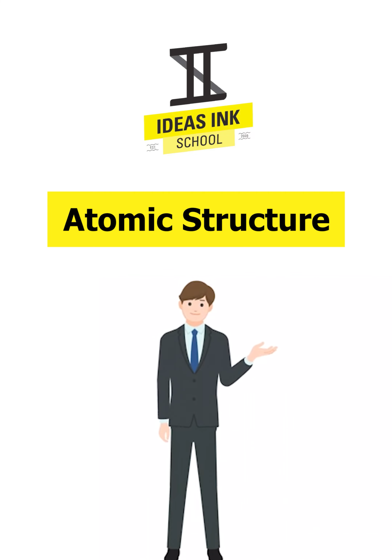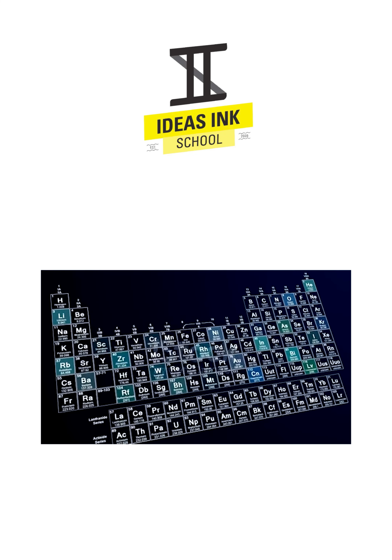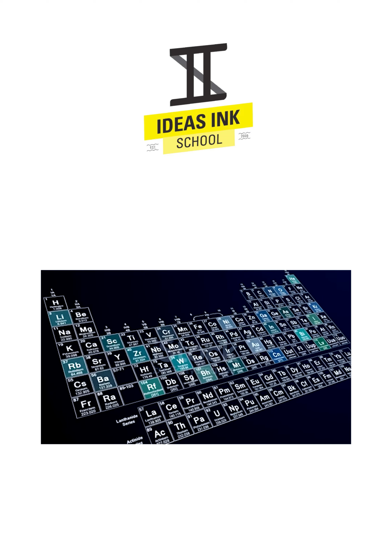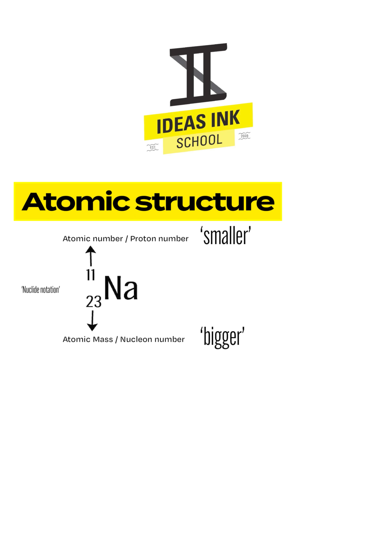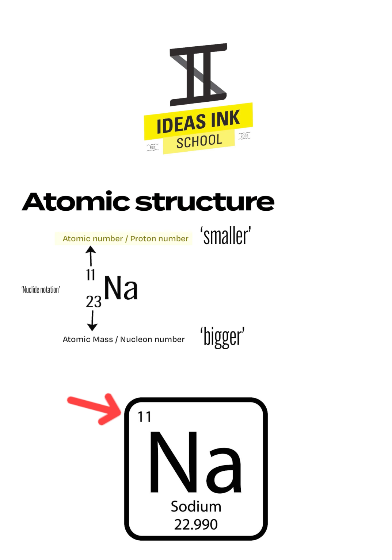In this chapter, please make sure that you have a periodic table in front of you before we begin. In the periodic table, all the elements are denoted in a nuclide notation. This is a simple way to show information about an element. In this notation, there are three components. Number 1, the atomic number. Number 2, the atomic mass. And lastly, number 3, the chemical symbol.